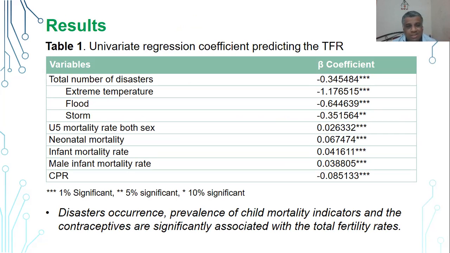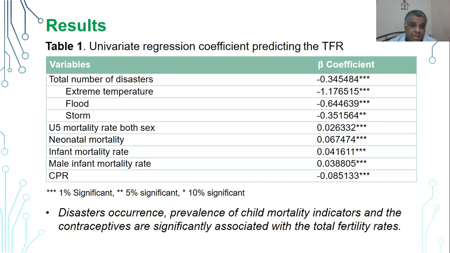In the results section, if you look at table 1, you can see this is very interesting: with the disaster types, extreme temperature, flood, and storm, there is a negative association between total fertility rate and disaster type. But with the mortality differentials, we still find a positive relationship. That means if infant mortality, male infant mortality, neonatal mortality, and even under 5 mortality rate is high for any country, it still has an impact on the total fertility rate. But with the contraceptive prevalence rate, we can see a negative association with total fertility rate.